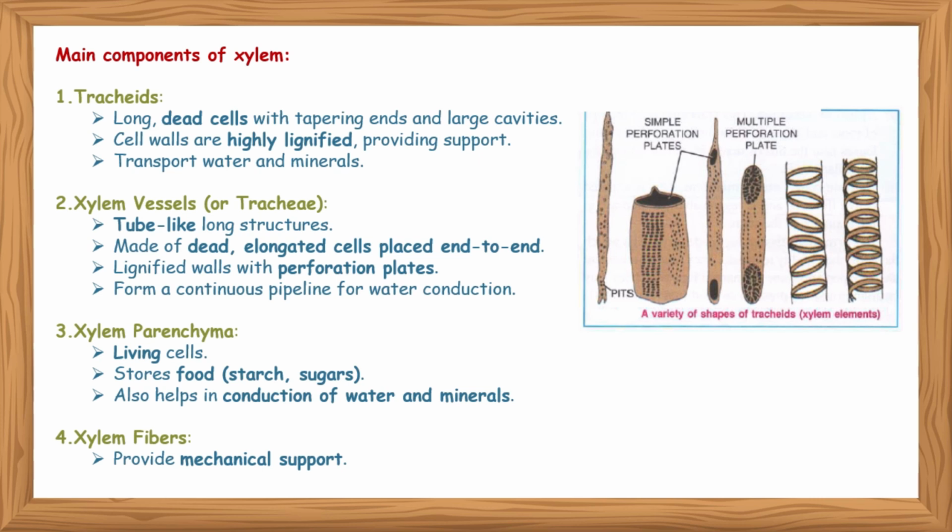Xylem vessels or tracheids are tube-like long structures made up of dead elongated cells placed end to end. They have lignified walls with perforation plates. They form a continuous pipeline for water conduction.